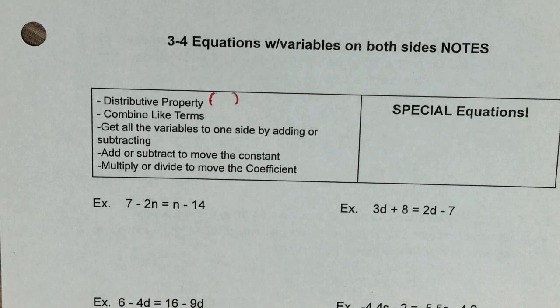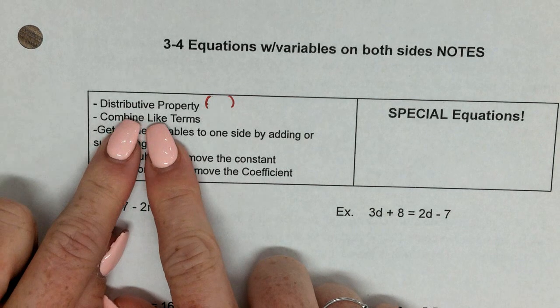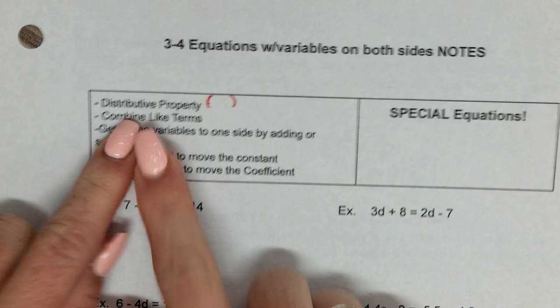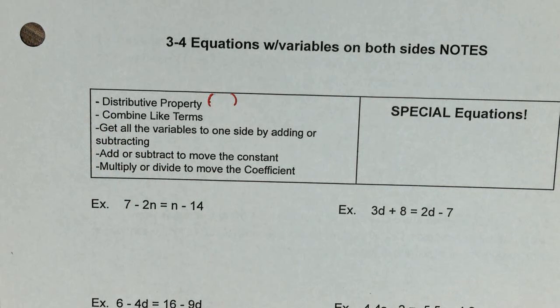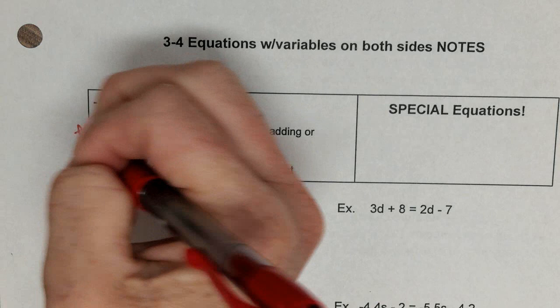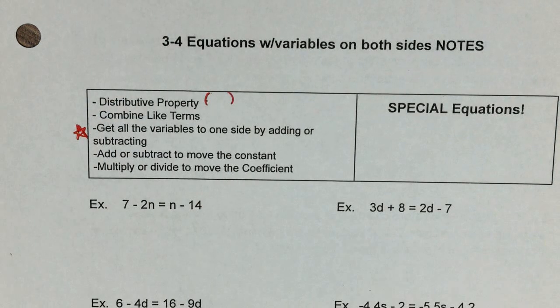The next thing you're looking at is on the left side, are there any like terms I can combine? And on the right side, are there any like terms I can combine? And then this is the new step right here. Star that or highlight it. That's the new step that we have not done yet. This step says there's going to be an x on the left and an x on the right.